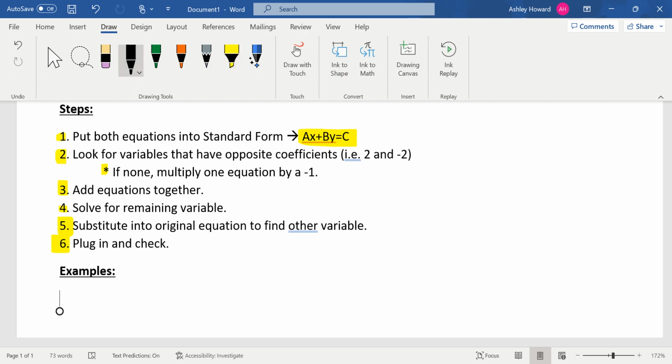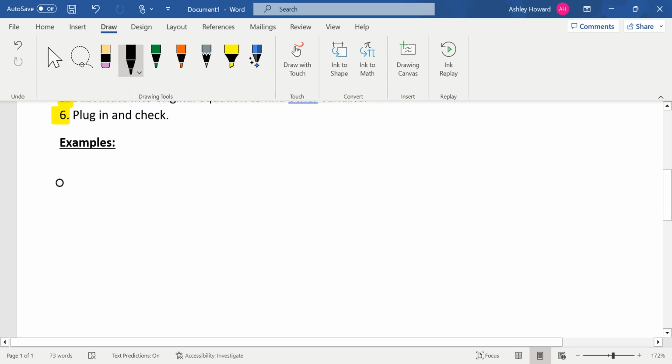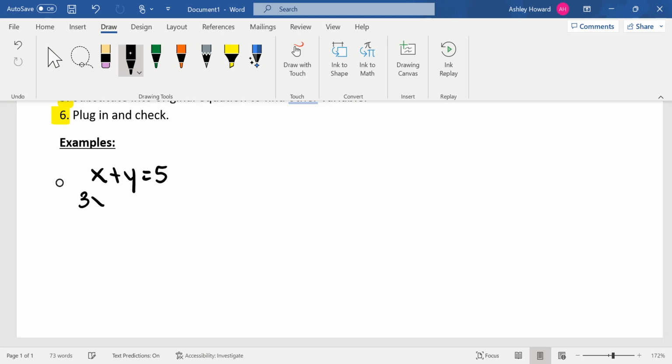So our first example that we're going to take a look at is x plus y is equal to 5, and 3x minus y is equal to 7. So that's our system. And our first check is that they're in standard form. Since I have my x and my y on the same side for both, then they're both in standard form. So we don't have to do step 1 because it's already in standard form.